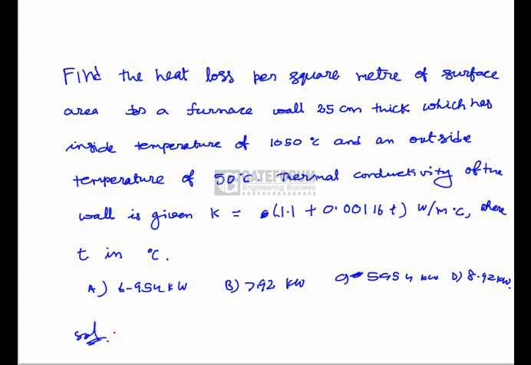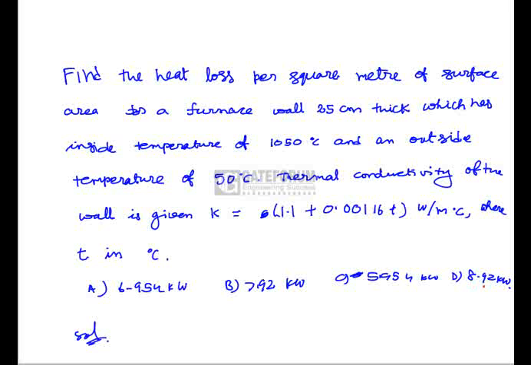Find the heat loss per square meter of surface area for a furnace wall 25 centimeter thick which has inside temperature of 1050 degrees centigrade and an outside temperature of 50 degrees centigrade. Thermal conductivity of the wall is given. K is equal to 1.1 plus 0.00116 T watt per meter degree centigrade, where T in degree centigrade. This is the variation of thermal conductivity between inside and outside of the cylinder. And here the options are 6.954 kilowatts, 7.92 kilowatts, 5.954 kilowatts, and 8.92 kilowatts.